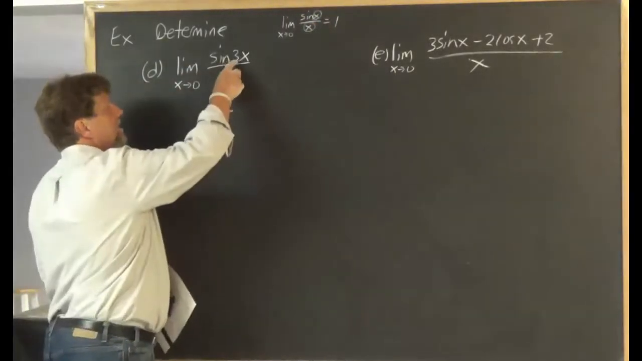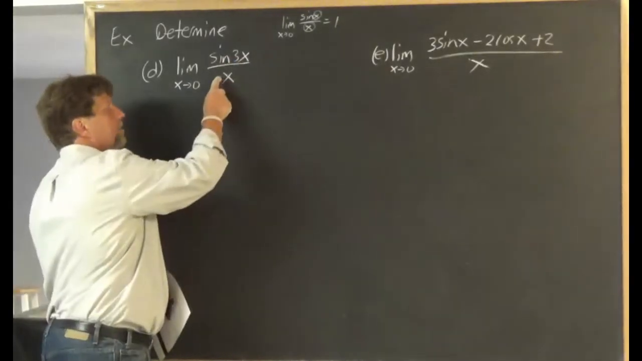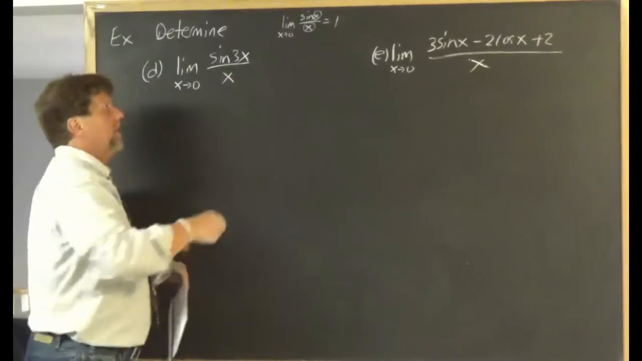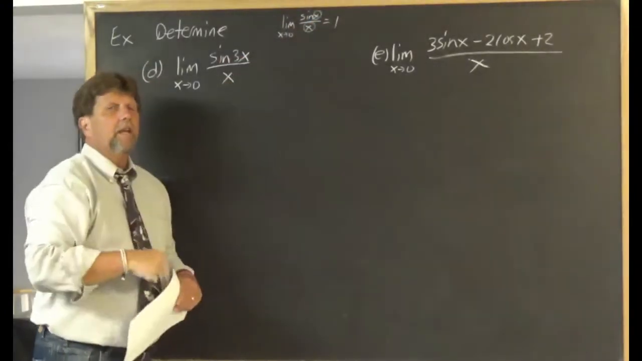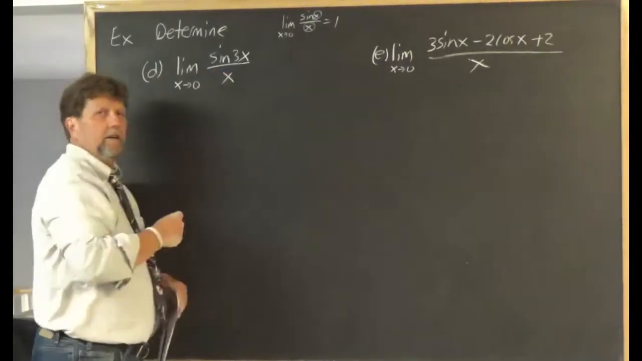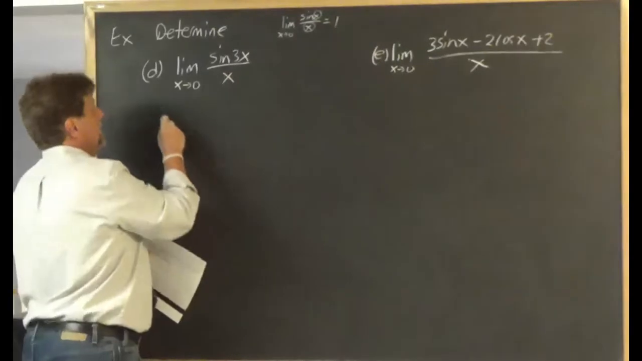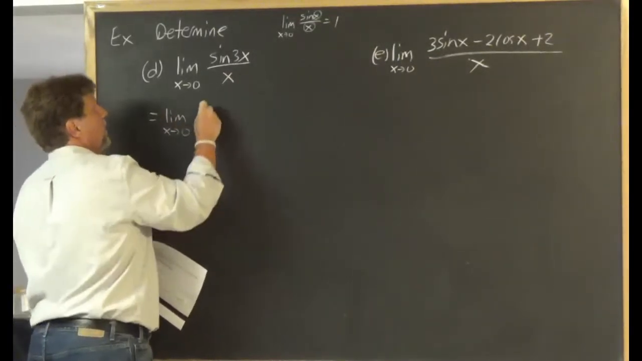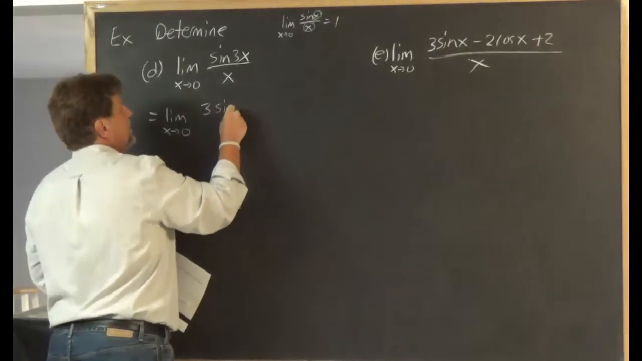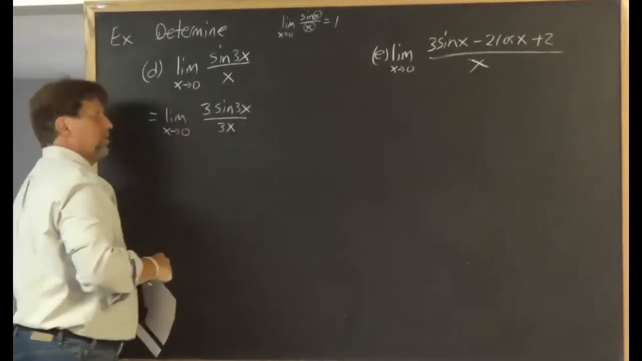Well, right now this says a 3x, that's an x. I need to get a 3 here in the denominator. Then the structure will be the same. Now I can't just put a 3 in there. What I have to do is multiply numerator and denominator by 3 to get the limit as x approaches 0 of 3 sine 3x over 3x.